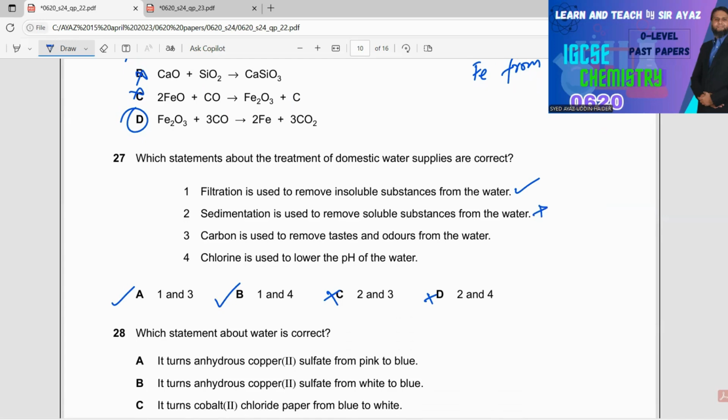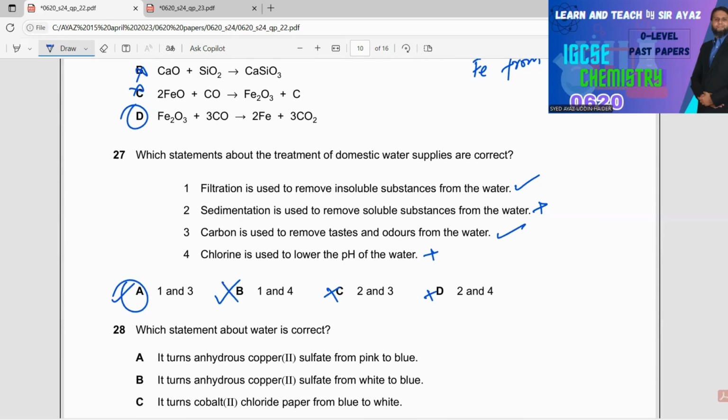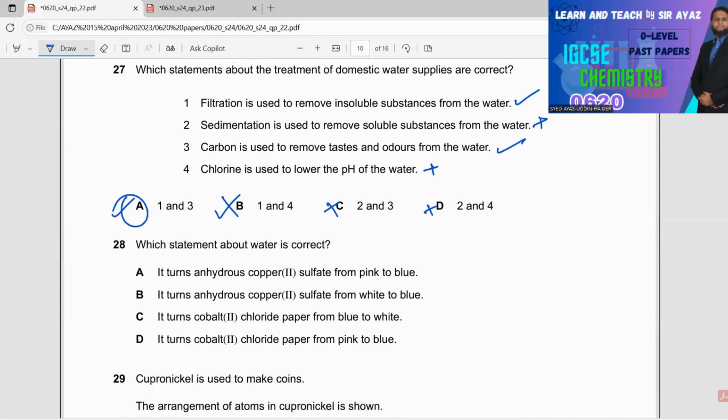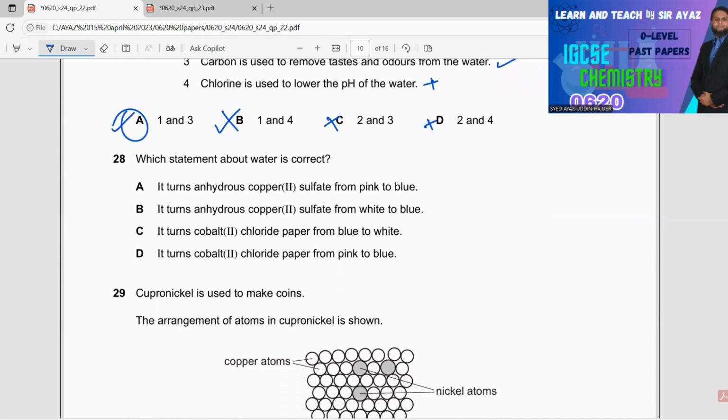We are left with 3 and 4. Carbon is used to remove taste and odors from the water. This is correct. So A must be the correct response. For your convenience, I'm reading the last statement. Chlorine is used to lower the pH of the water. Chlorine is not used to lower the pH of water. It's used to kill the germs of bacteria. So B is also incorrect. A will be the final answer for this MCQ.